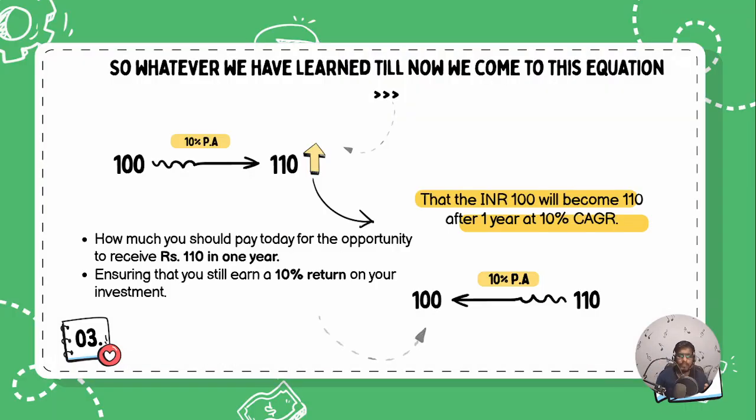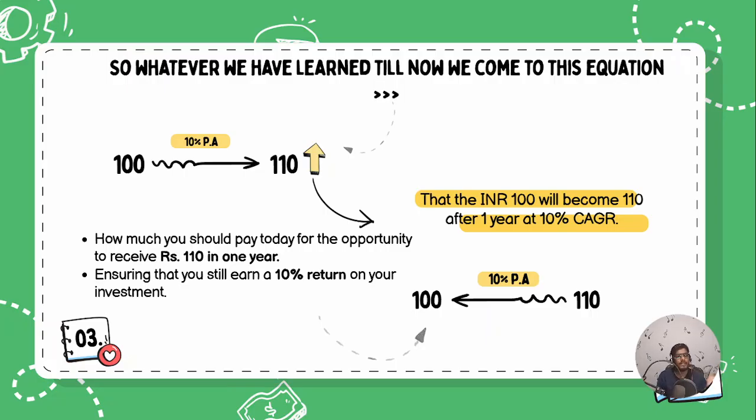So whatever we have learned till now, we have an equation: 100 rupees put at 10% per annum interest gives us 110 rupees. That 100 rupees will become 110 after 1 year at 10%. Just to give an example. Now, to earn that 110 rupees, you invested 100 rupees in the past. That means the result of investing that 100 rupees has given you 110 rupees in the future.